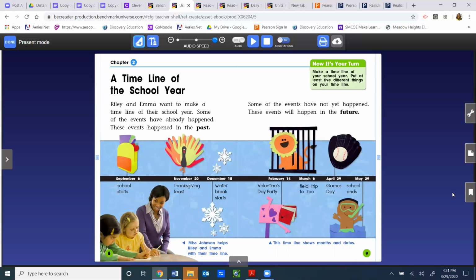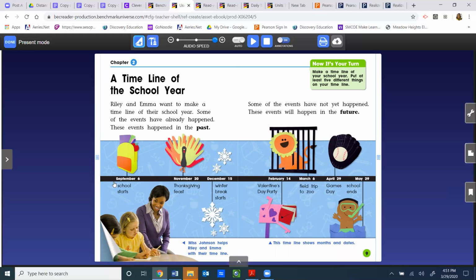Chapter 2, a timeline of the school year. Riley and Emma want to make a timeline of their school year. Some of the events have already happened. These events happened in the past. Some of the events have not yet happened. These events will happen in the future. Let's take a look at their timeline.